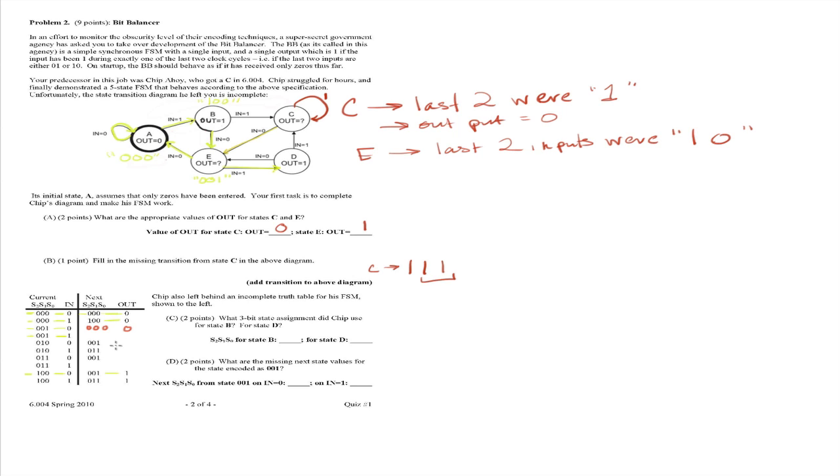But we can determine that by saying state D, we know when it receives a 0, it's going to go to 0, 0, 1, right? So this one, when it receives a 0, goes to 0, 0, 1. So this must be state D. So this must be 0, 1, 0.